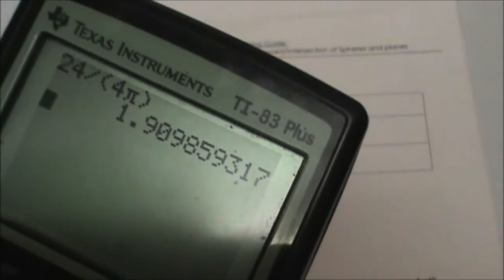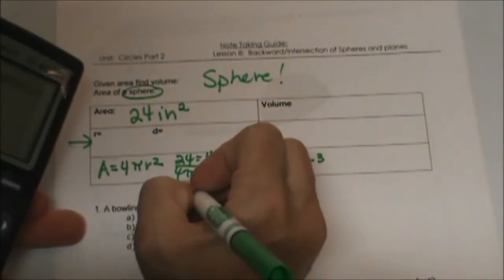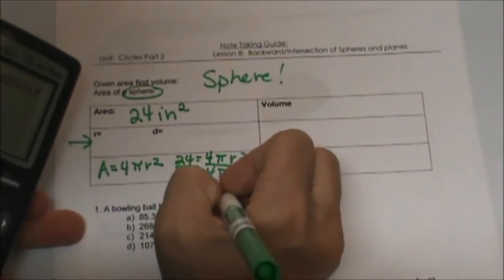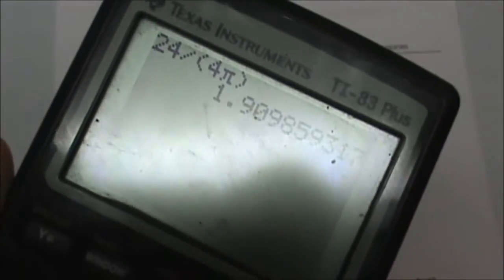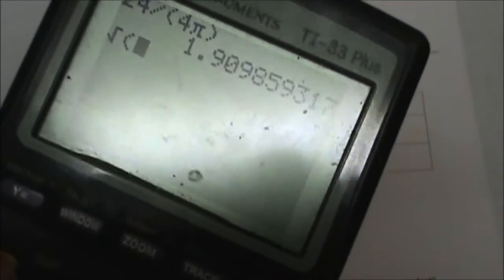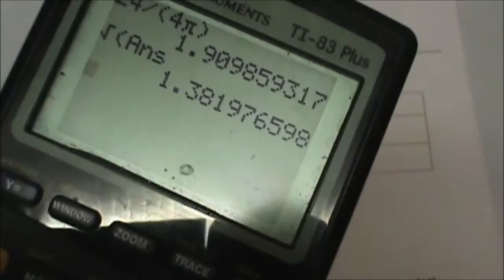So I have 1.91 because we always want to round to hundredths. So 1.91 is equal to r squared, and always to undo a square we can take the square root. So now I'm going to take the square root of that number, and I get 1.38. So that is my radius.